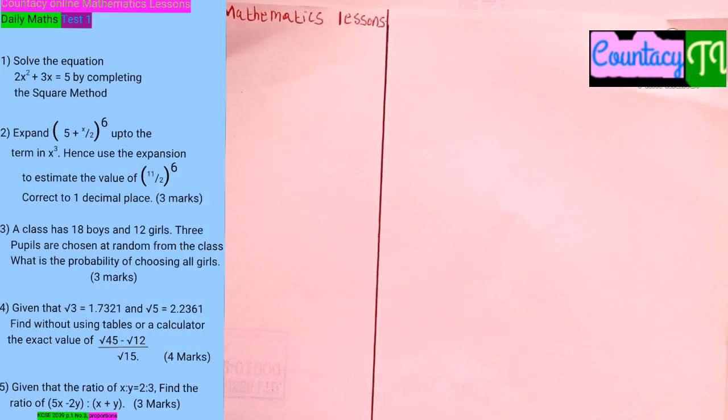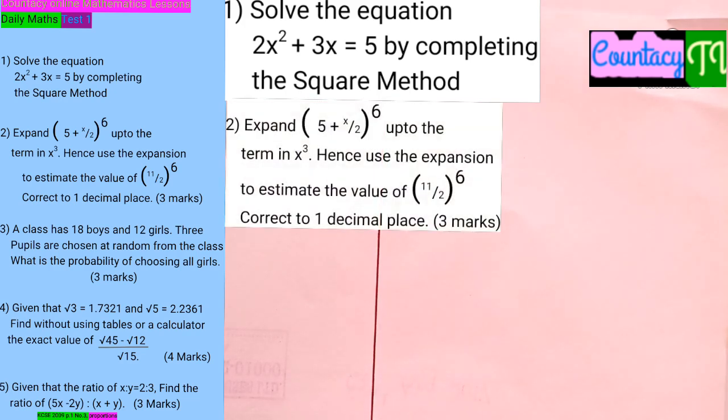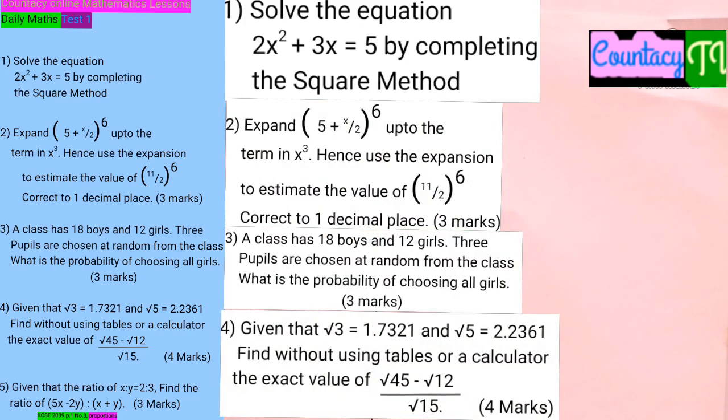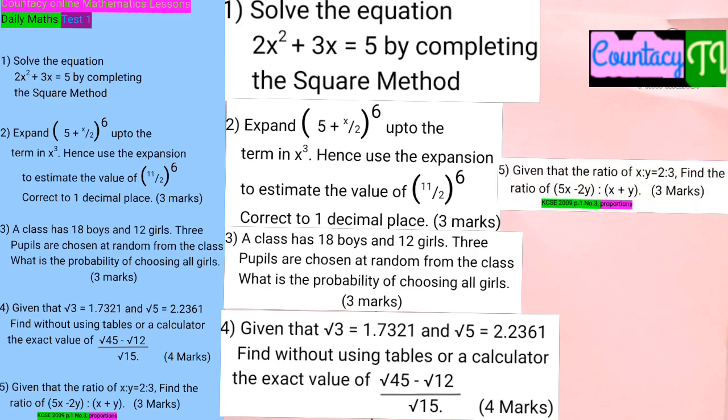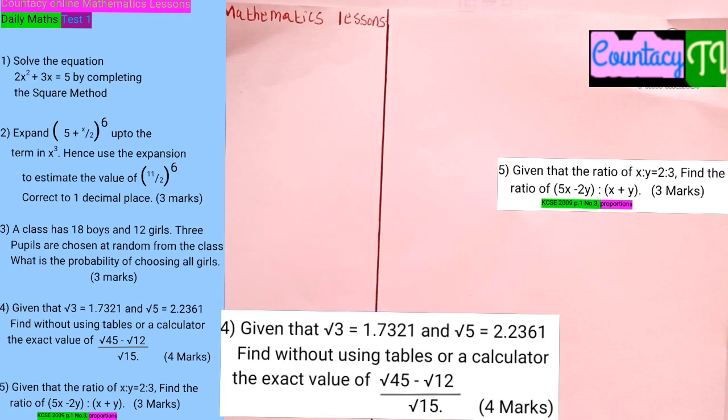Just a brief pre-introduction of our questions. Question 1 is a Form 3 question coming from the topic quadratic expressions and equations, while question 2 comes from binomial expansion, question 3 comes from the topic probability, while question 4 comes from the topic SADS. Lastly, our last question is a Form 1 question, which appeared in KCSE 2019, paper 1, number 3, from the topic rates, ratio, proportion, and percentages.